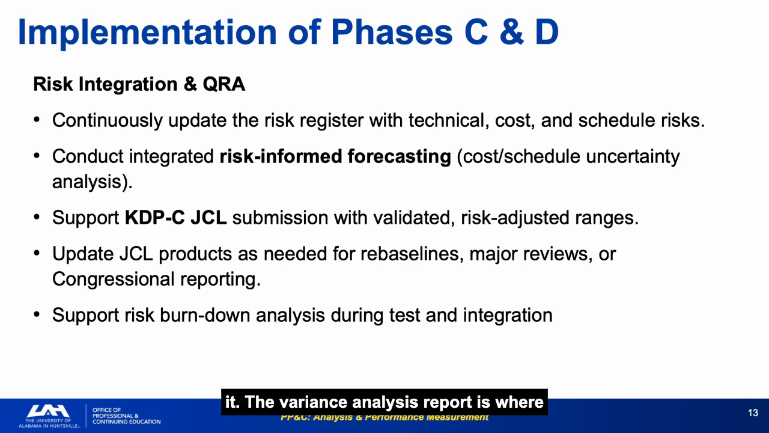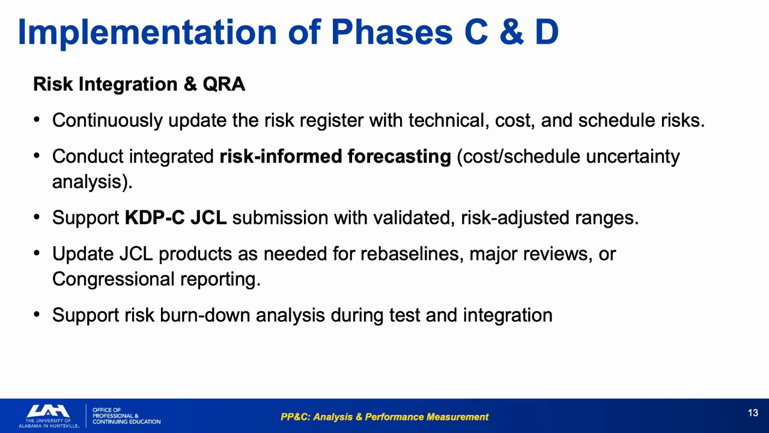The variance analysis report is where the analyst explains what is behind the numbers. It is the narrative that connects the metrics to the project reality. EVM without good variance analysis is just a set of colored gauges. The story behind the numbers is what enables decisions.